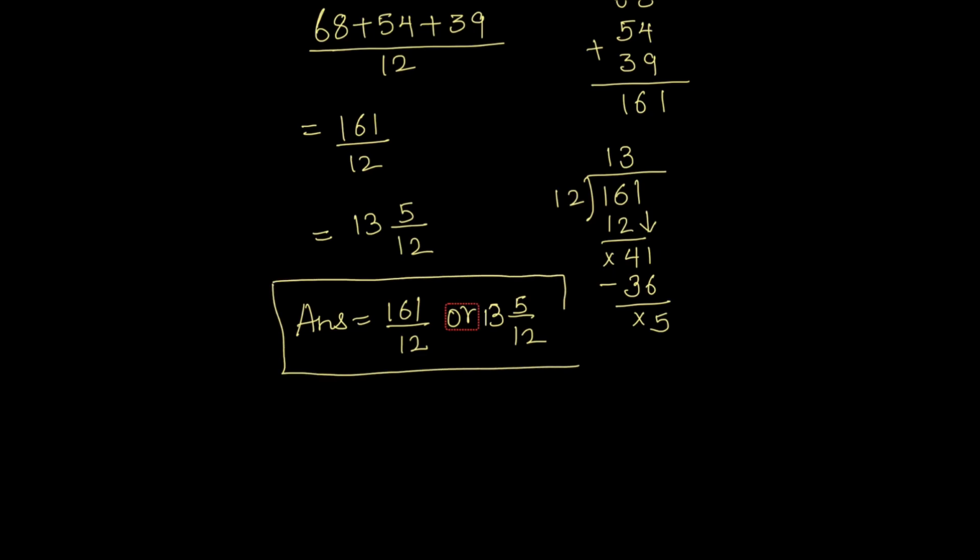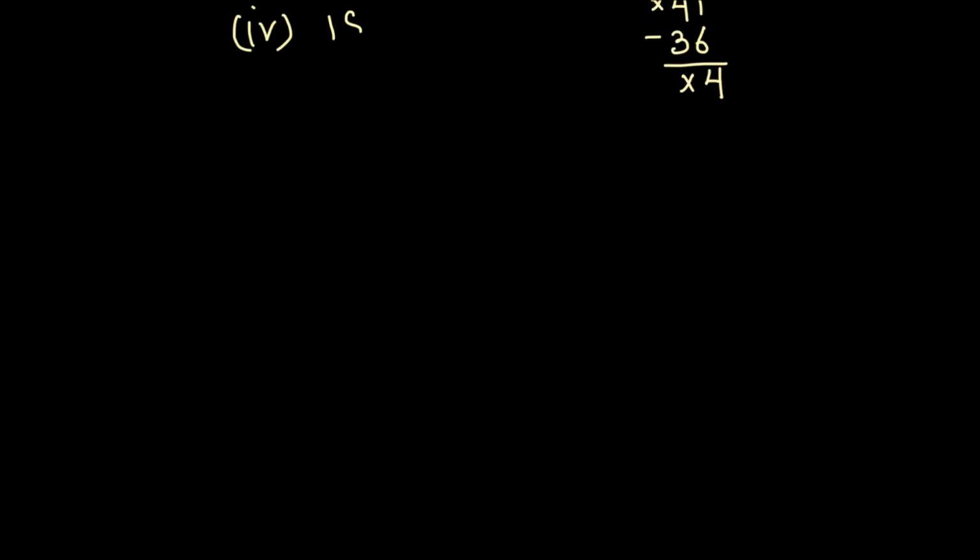We are going to box the answer, and now we'll move to our next example, which is example number 4. 18 upon 7 plus 1 by 3 plus 1 upon 2. Here we have 3 improper fractions with the denominators as 7, 3 and 2. So first step will be to find the LCM of the denominators 7, 3 and 2.